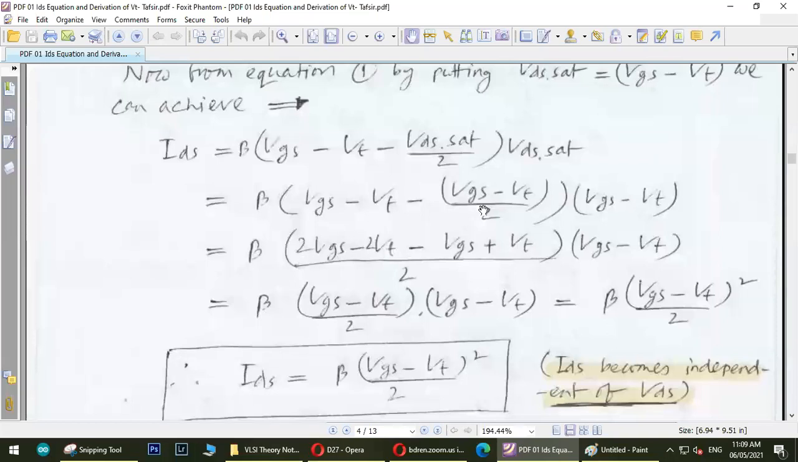What is the equation now? If I take the LCM of these three, here you have 1, here you have 1, here you have 2. The LCM will be 2. Now, if we do the calculation, the 2 will be multiplied here and here. So 2 VGS minus 2 VT minus VGS becomes plus VT. This is basic algebra. Then 2 VGS minus VGS becomes 1 VGS, and minus 2 VT plus VT becomes minus VT.